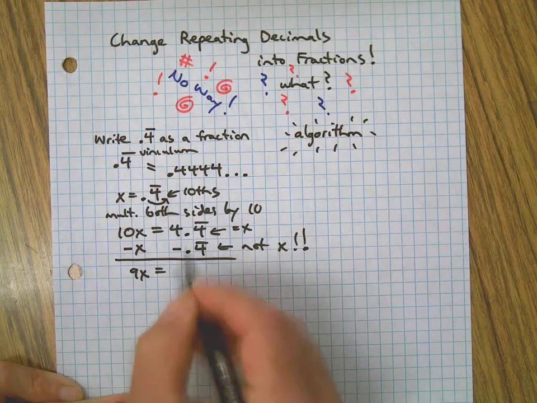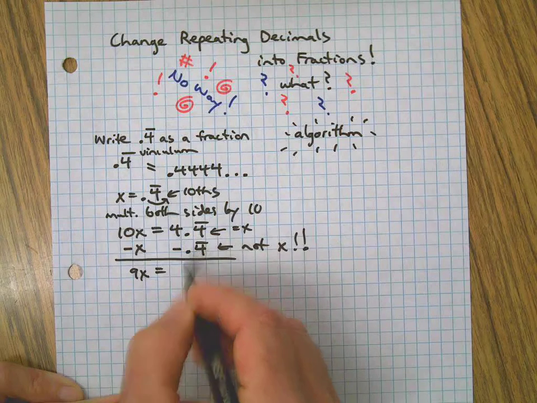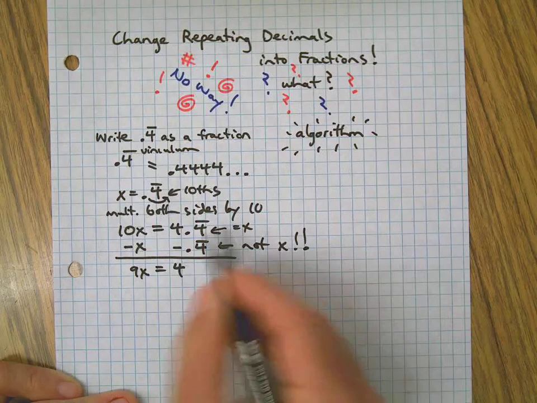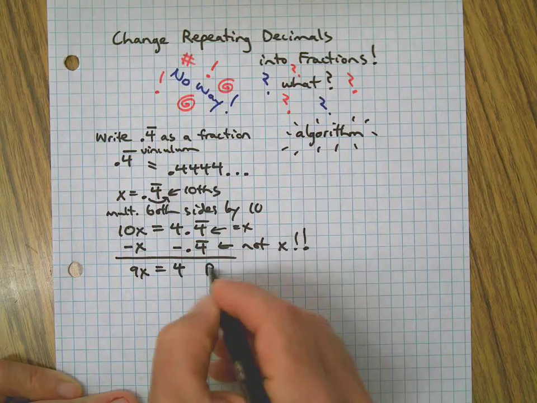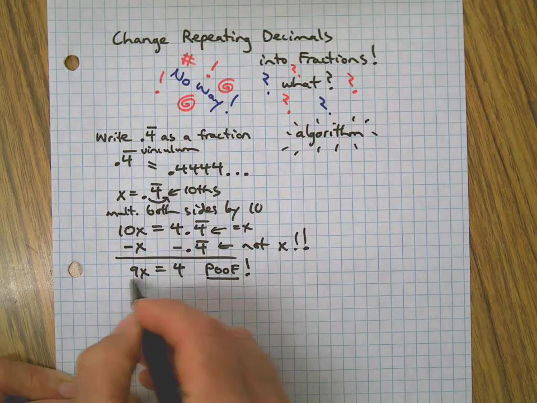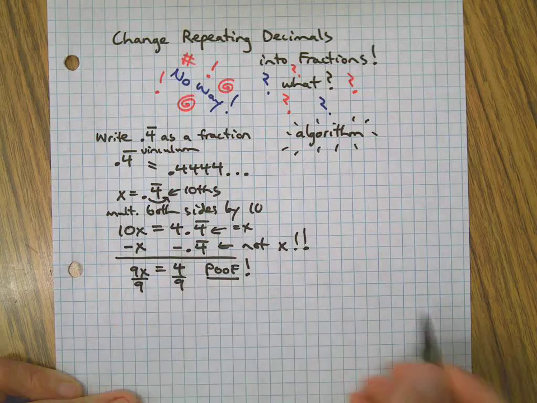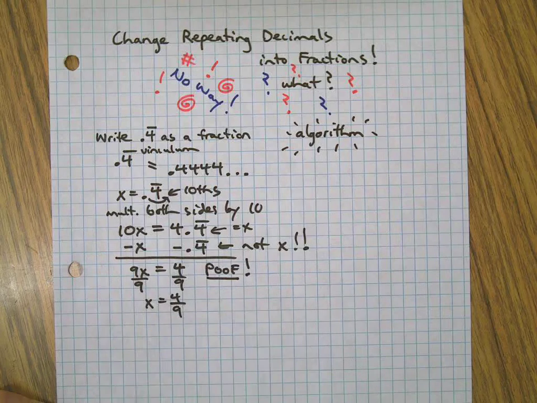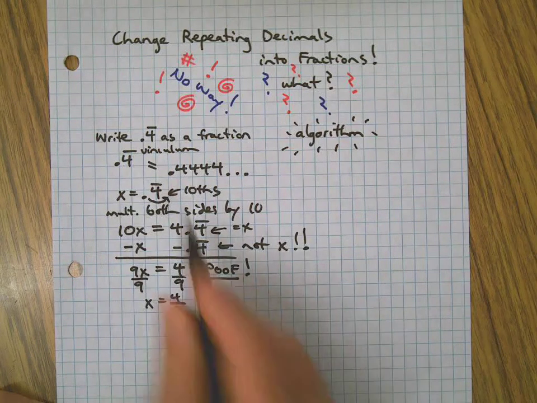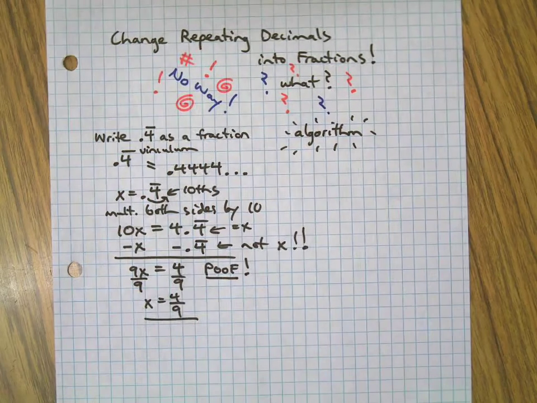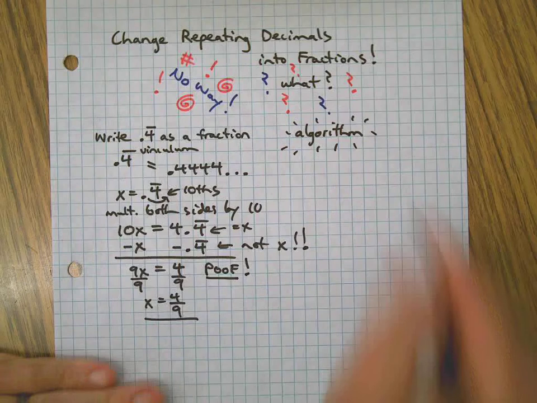10x take away x is 9x. 4 with the repeating 4 take away the repeating 4 equals 4. That looks much cleaner, and look, the vinculum is gone. Poof. Gone. Then we simply divide both sides by the coefficient of x. That's 9, the number next to the x. And what I'm left with is the fraction that's the same as the repeating 4. Okay? Nice. Easy money. Let's have you practice one.